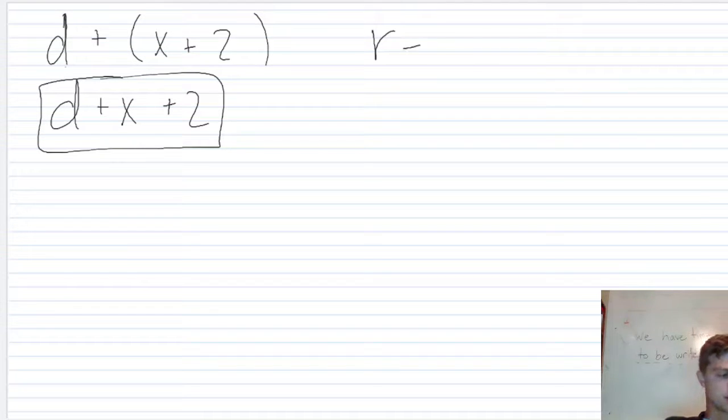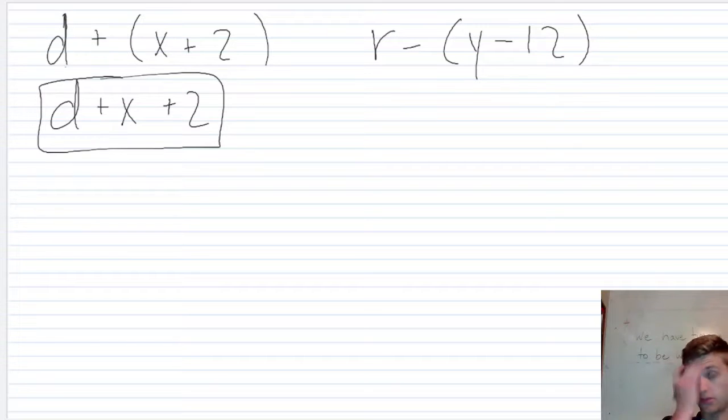R minus y minus 12. All right, PEMDAS tells us parentheses first. Once again, there's nothing we can do. So the next step is we'll do multiplication. Distribution is a form of multiplication, so we'll see it right here. This time we have a negative that needs to be distributed through. So what's negative times a positive y? Well, we have an odd number of negatives, so that just means negative y.